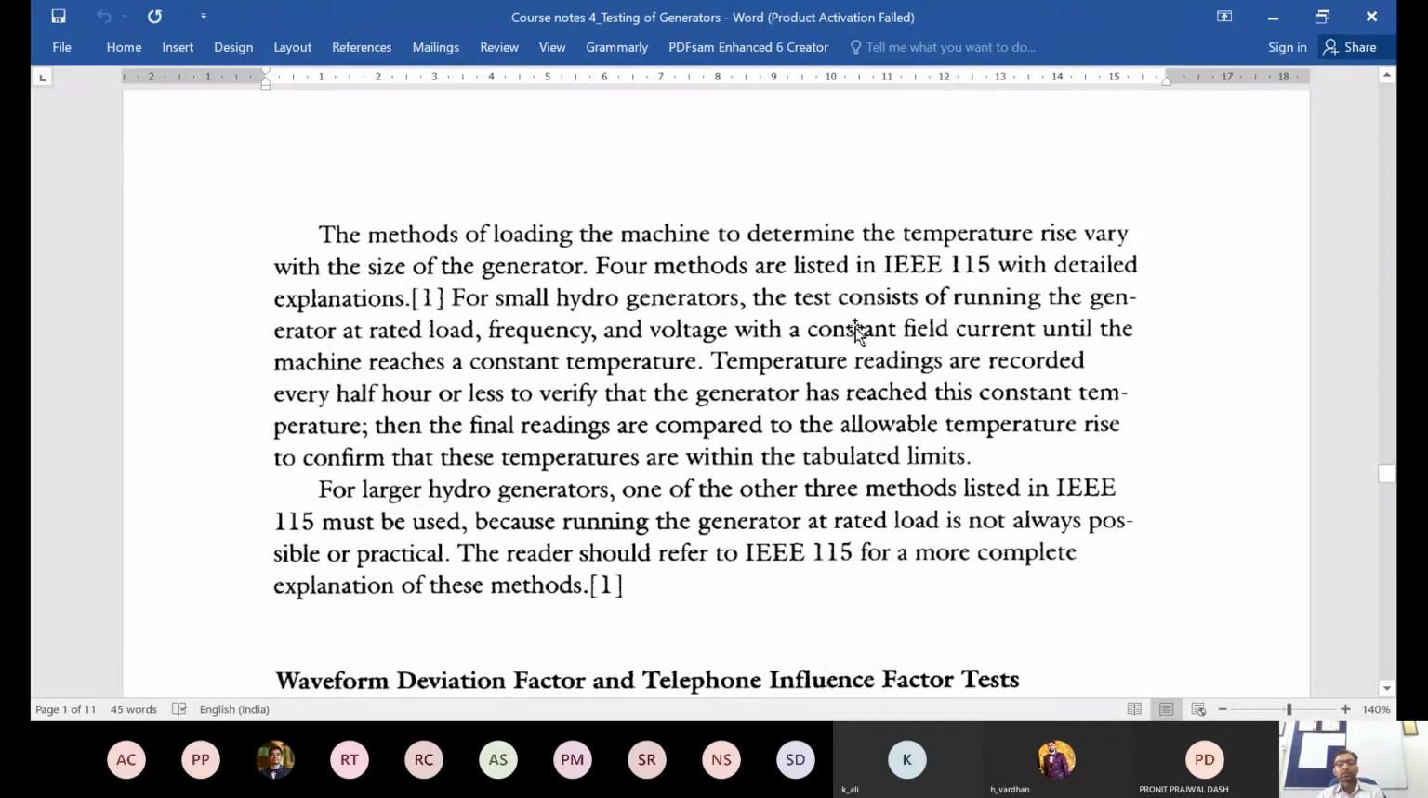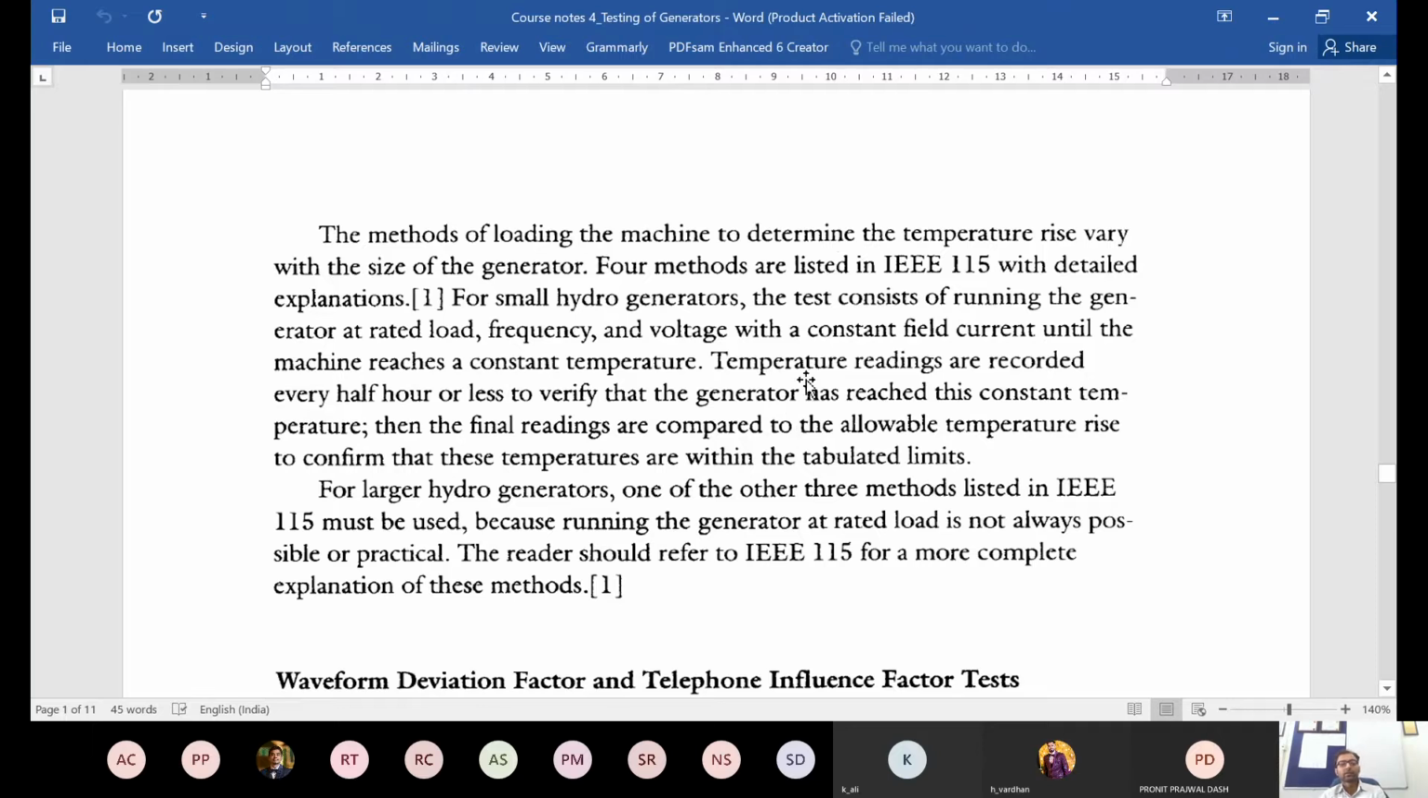For small hydro generators, the test consists of running the generator at rated load, frequency and voltage with a constant field current until the machine reaches a constant temperature. For small generators this is pretty straightforward: you just run it at the rated load, frequency and voltage and constant field current till the machine reaches a constant temperature. Temperature readings are recorded every half hour or less to verify that the generator has reached this constant temperature. Then the final readings are compared to the allowable temperature rise to confirm that these temperatures are within the tabulated limits. That is for smaller generators.